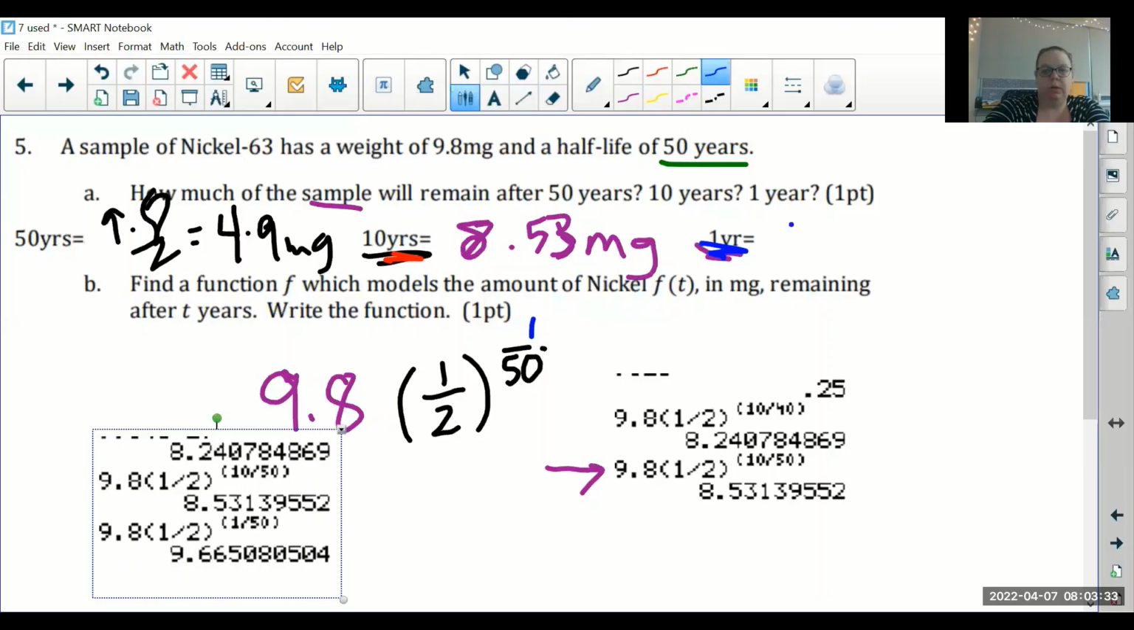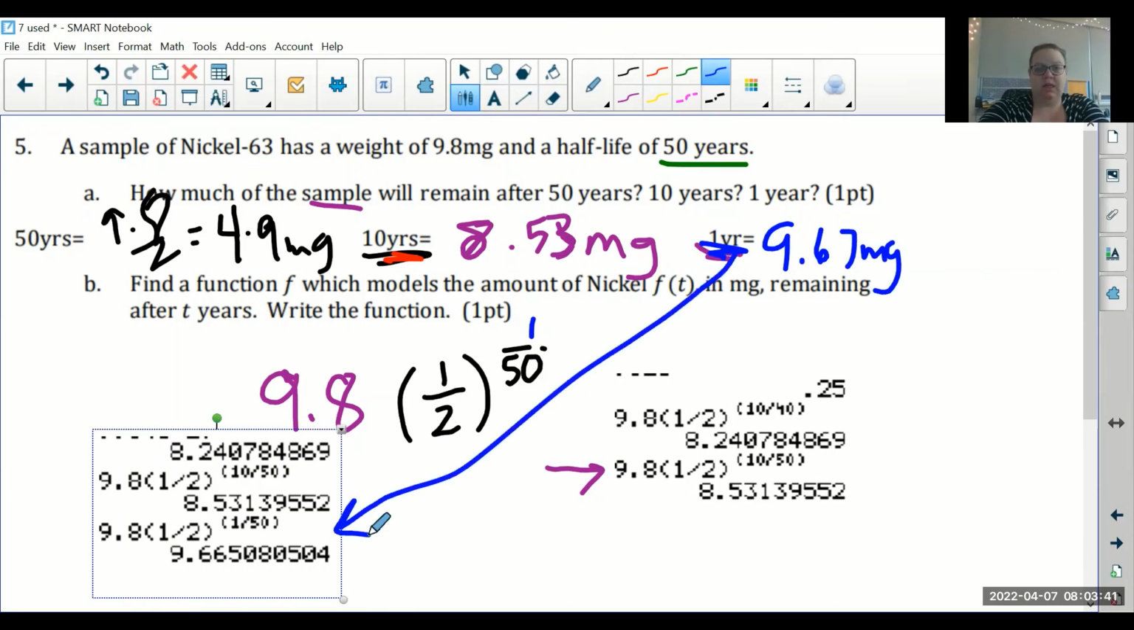Then let's go back to our work, and I would do 9.67 milligrams, which makes sense because if it takes 50 years to get cut in half, 1 year is not going to do much, so it's not going to change much from the 9.8 to 9.67.